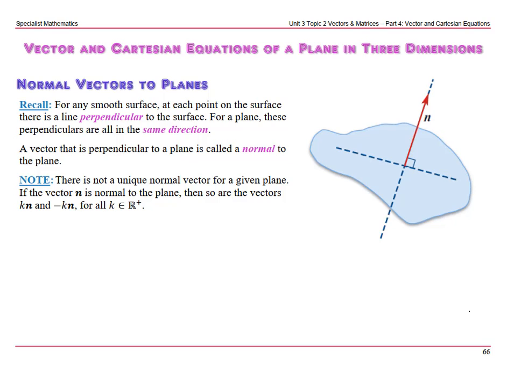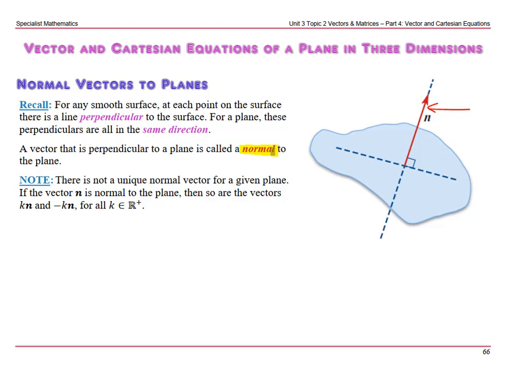For any smooth surface, at each point on the surface, there is a line perpendicular to it. You can see that in regards to this red line in the diagram. For a plane, these perpendiculars are all in the same direction. A vector that is perpendicular to the plane is called a normal to the plane, which we've already covered before.